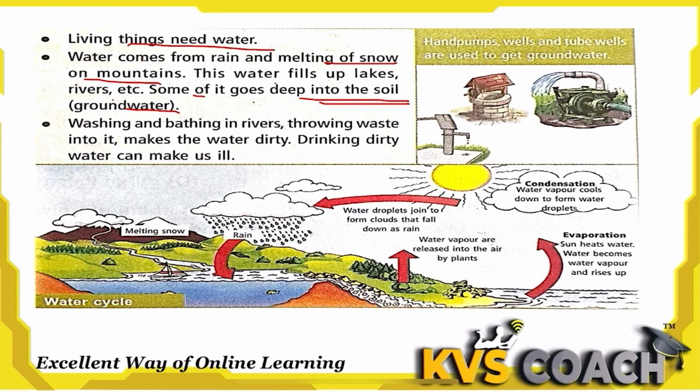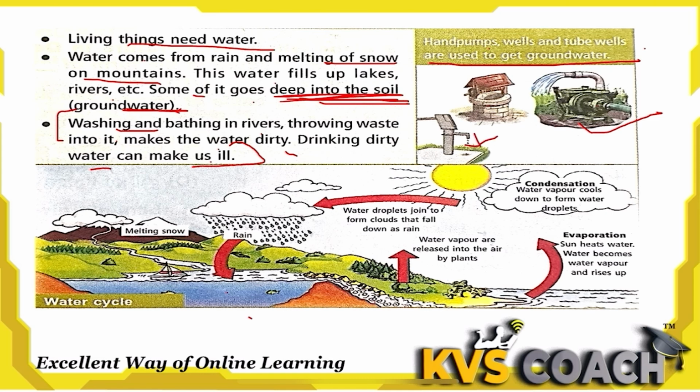Washing and bathing in rivers, throwing waste into it, make the water dirty. Drinking dirty water can make us ill. We all know that. When we drink dirty water, we get infected by the germs and we get sick. Here you can see that hand pump, well and tube well are used to get groundwater. Groundwater is the water which goes deep into the soil. And with the help of hand pumps, tube wells and pumps, we get groundwater from the ground.